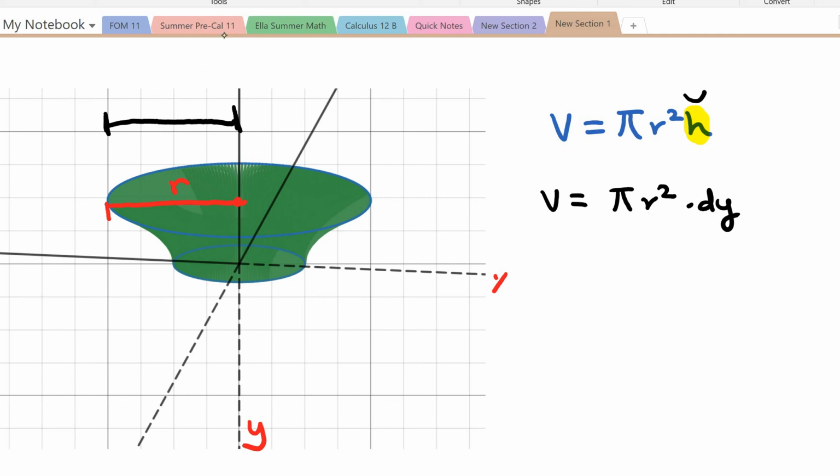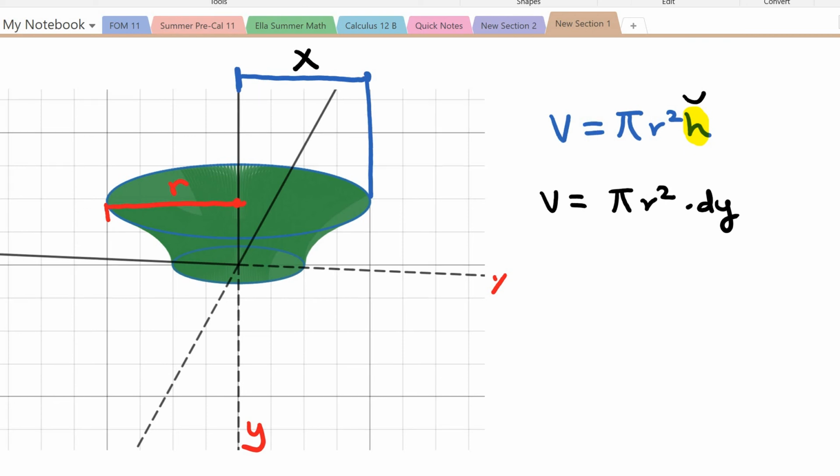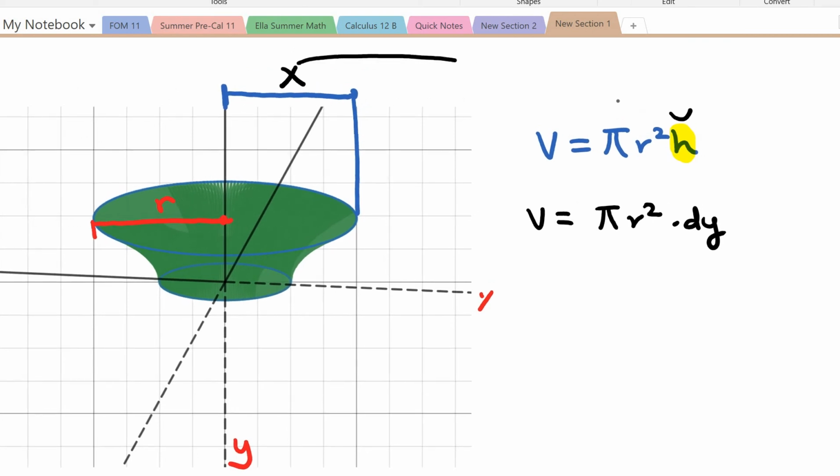And if I think about it from the other side, if this is my y-axis, and I go all the way up to the edge right here, that's also a distance of x. Okay, so that means my radius is now x. So volume equals pi times x to the power 2 times dy.